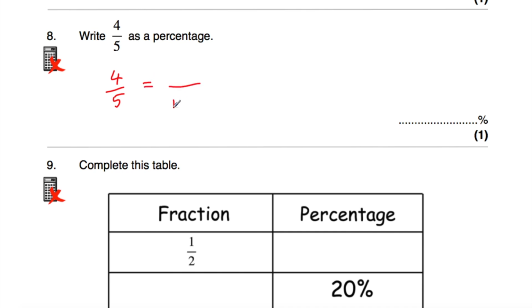Alternatively, we could then find an equivalent fraction with 100 on the denominator. So what would you times 5 by to get 100? That'd be 20. So we can times the numerator by 20, and 4 times 20 is equal to 80. So that's 80 out of 100, or 80%. And that's it. Now in this question, I would actually just learn off by heart that 1/5 is 20%, so 4/5 is equal to 80%, and you can do 4/5 of 100, that's equal to 80 as well.